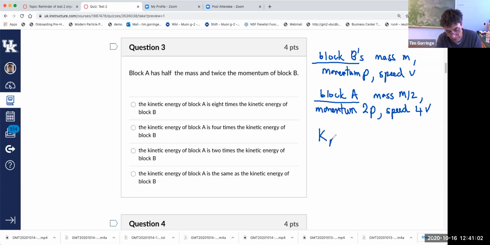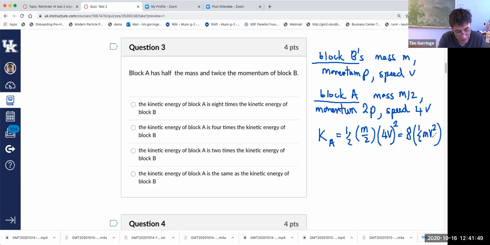Now we want the kinetic energy of block A compared to the kinetic energy of block B. Kinetic energy is a half times the mass, so the mass of A is m over 2, times the square of the speed. The speed is 4v. I plug all those things in and I get 8 times 1 half mv squared, where 1 half mv squared is the kinetic energy of block B. So the kinetic energy of block A is 8 times the kinetic energy of block B, and the correct answer is 8 times.